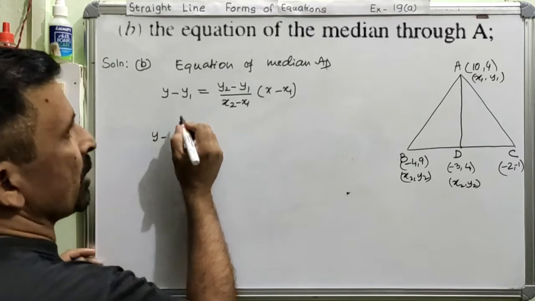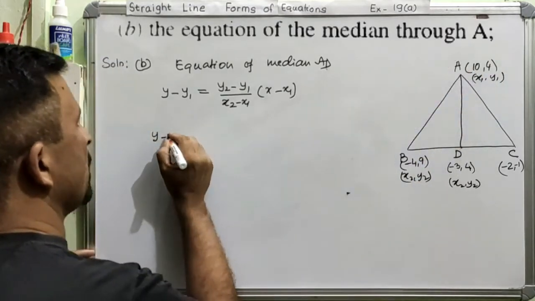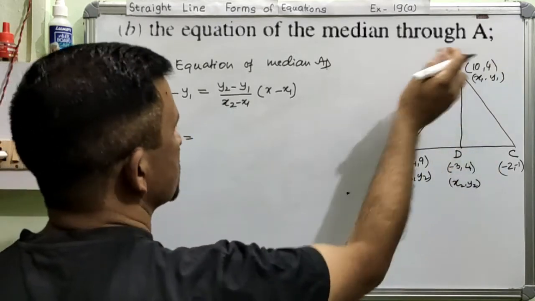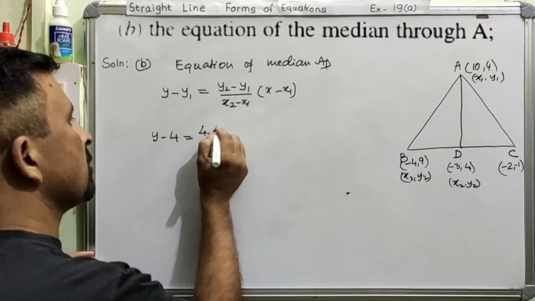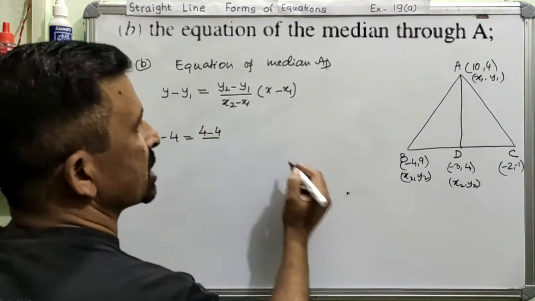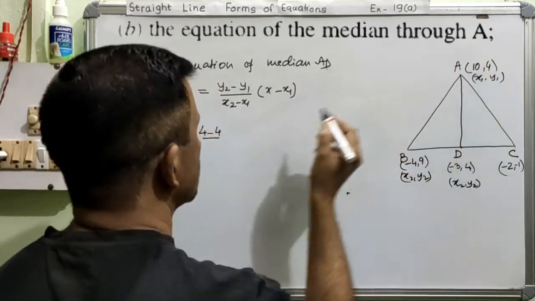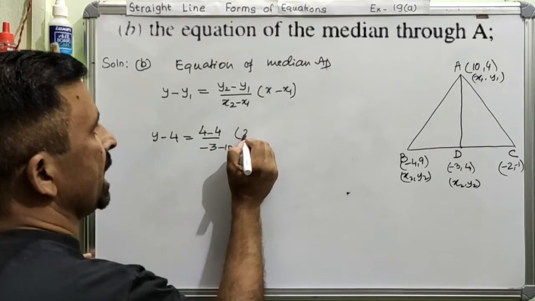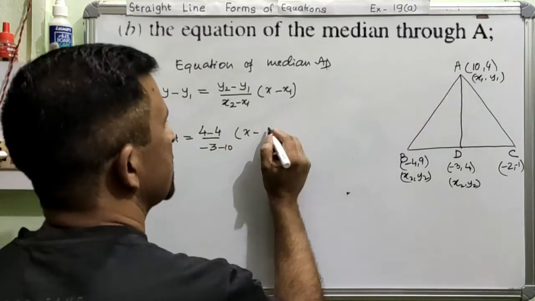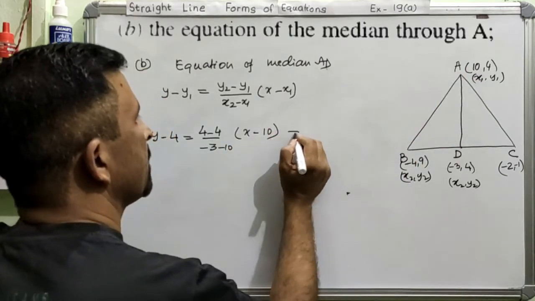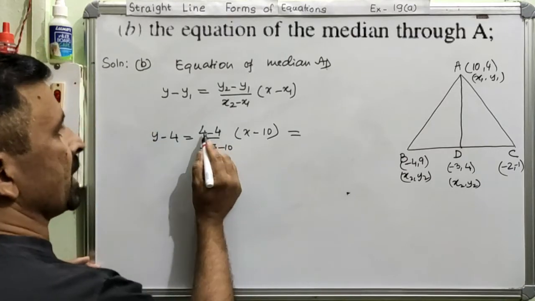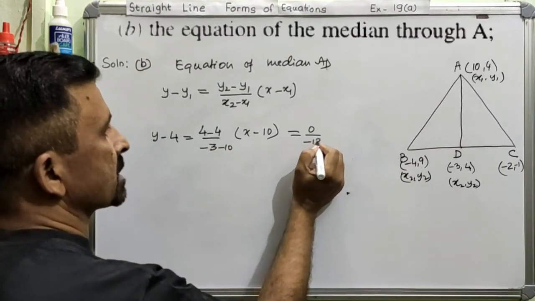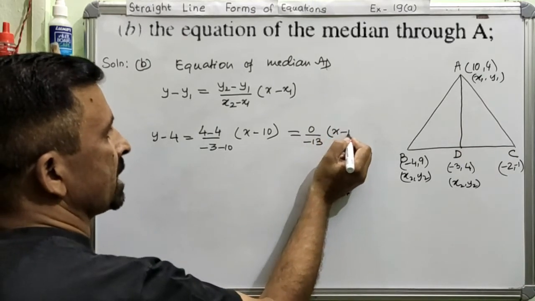y minus y1. y1 is 4, equal to y2 minus y1, so 4 minus 4, divided by x2 minus x1. That is minus 3 and minus 10. And then x minus x1, and x1 is 10. Clear? Now, on the right hand side when you simplify, 4 minus 4 is 0, and this becomes minus 13, and this becomes x minus 10.